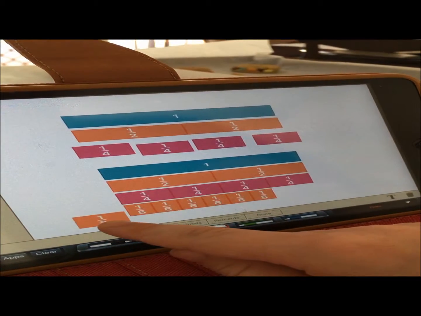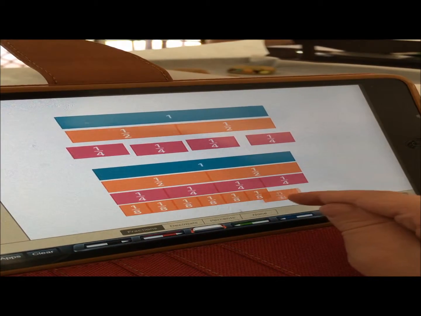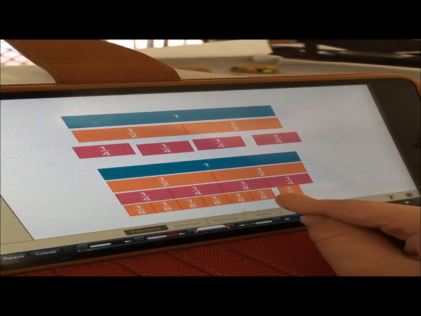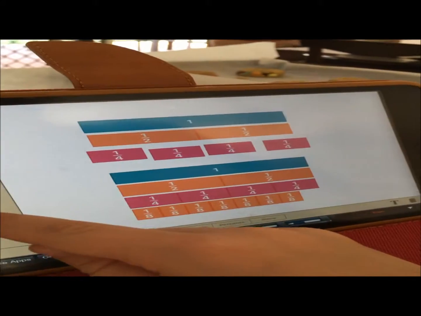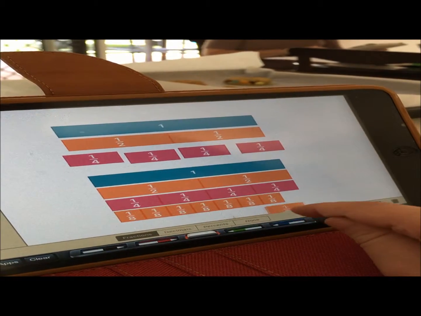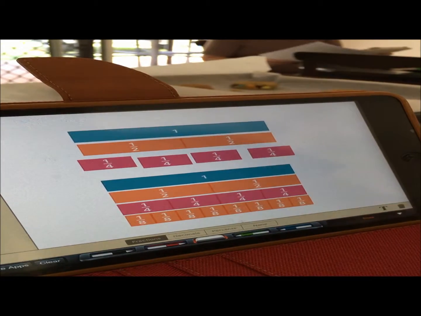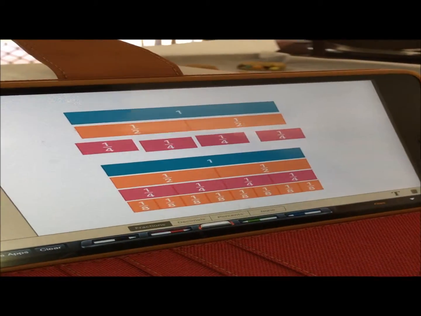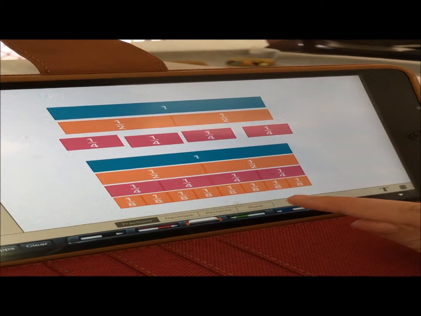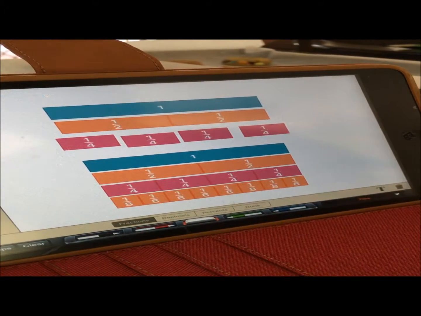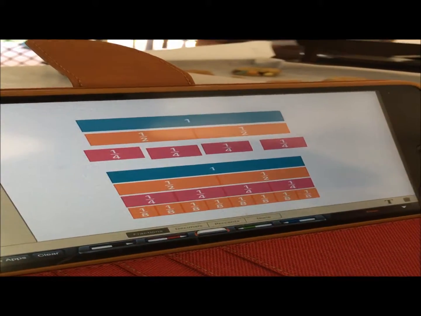How many eighths have you got now? 6. So how many eighths do we have? 6. And now that's 7. 7 what? 7 eighths. Yep. And how many is this? 9. No, that's 8. You want to count them? 1, 2, 3, 4. 8. So how many eighths have we got? 8. 8 what? Eighths. Good job.